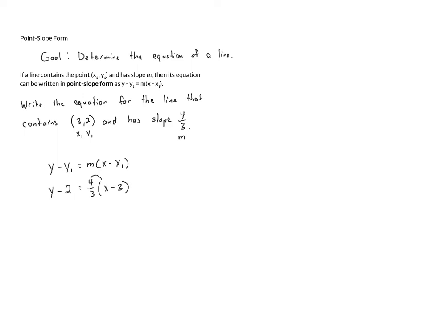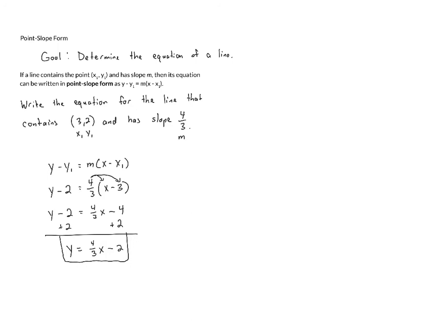So on the right, we can distribute this 4/3 to both terms to get rid of the parentheses. That's going to be 4/3 x minus 4/3 times 3 is just 4. The 3's cancel. And then to get y alone, we add 2 to both sides. And this gives us y on the left. Y equals 4/3 x. And then negative 4 plus 2 is negative 2. So we've got y equals 4/3 x minus 2. And that is the equation of the line.